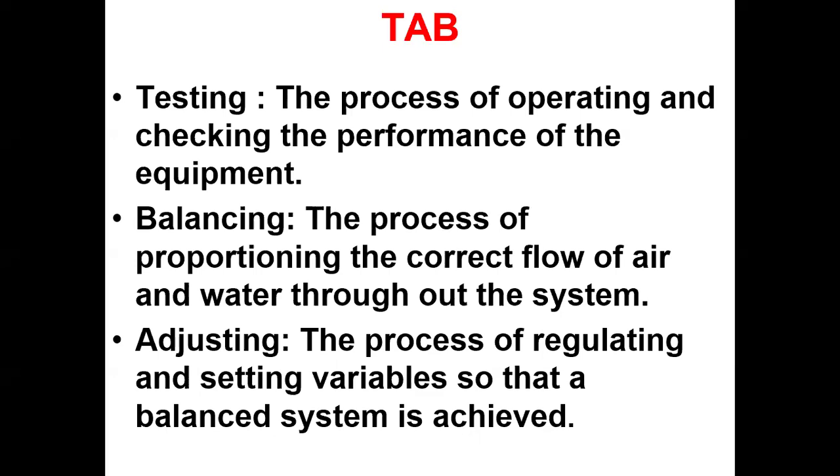And next is balancing. There are two types of balancing: air balancing and water balancing. Air balancing should be done right inside the ductwork, and water balancing should be done right inside the secondary pipeline itself. The concept is very simple: the process of proportioning the correct flow of air or water throughout the system. So how do we know this?